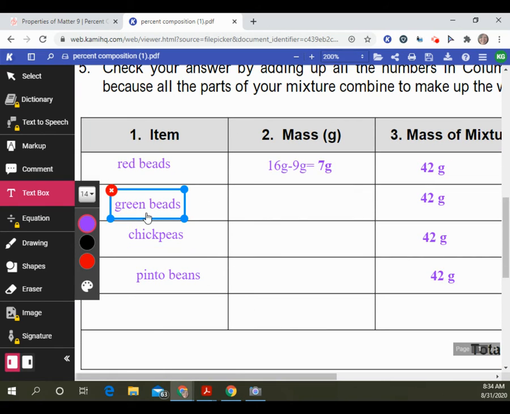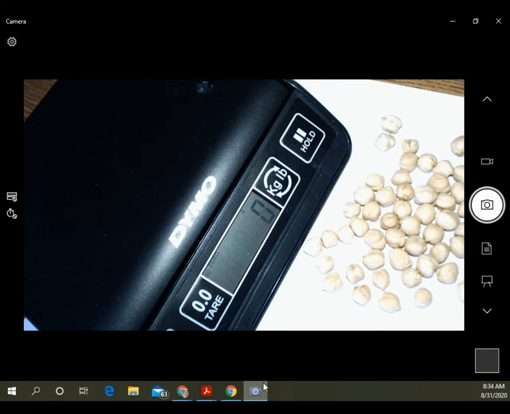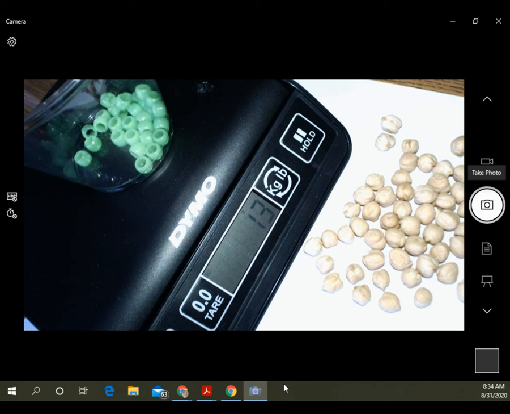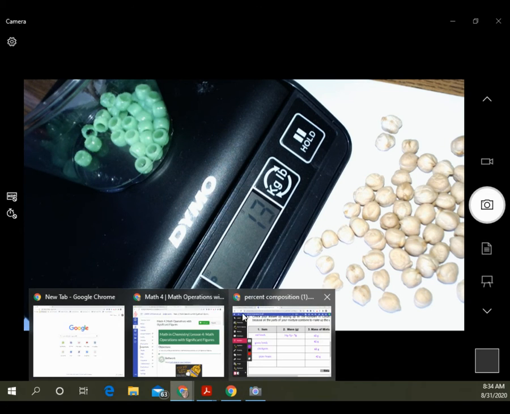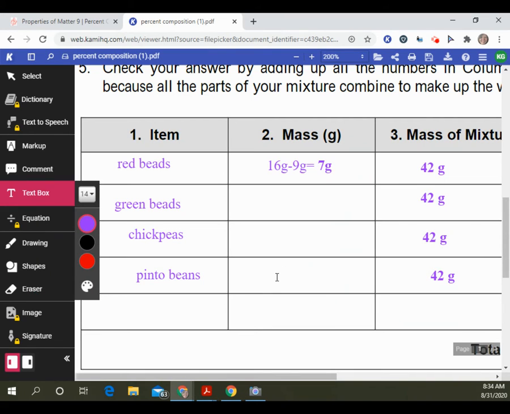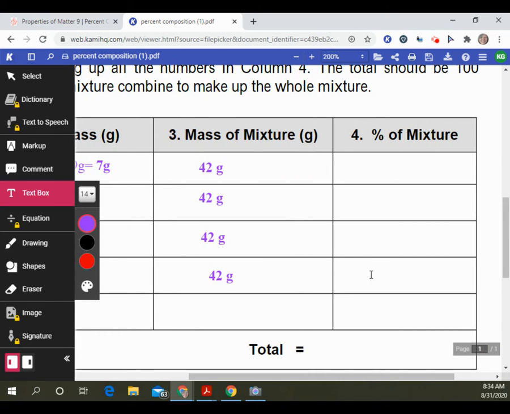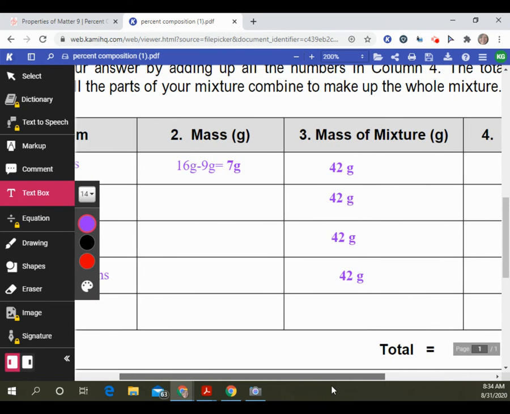All right, so let's get the mass of the green beads since they are next on the list. We'll go back to the camera to look at that. On this chart, what was your question? No, there's another one. There's a percent mixture. So that's actually what we're going to work on today. That's actually today's lesson. So we just have to get there by separating out our mixture.